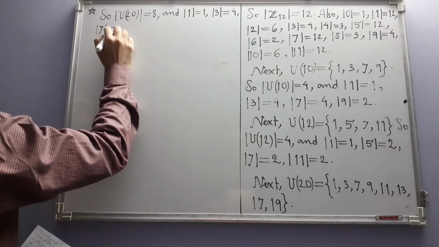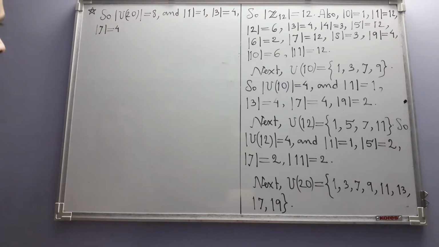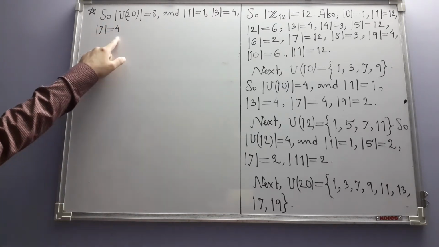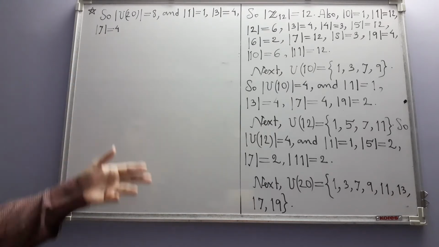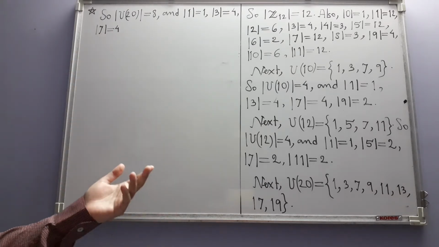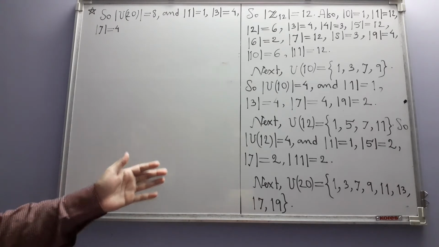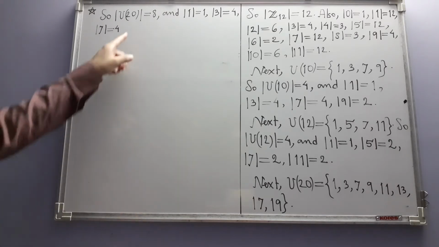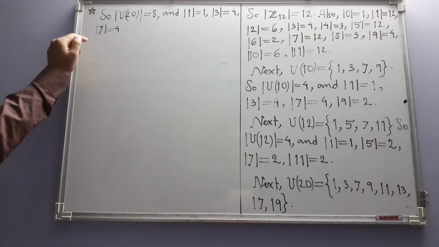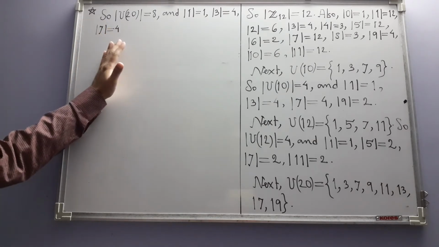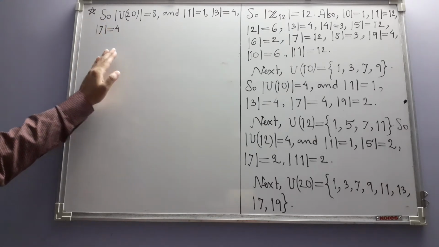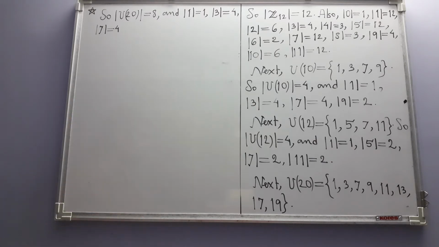Order of 7 is also equal to 4. The fact that this is 4 just means that 4 is the smallest exponent for which 7 to the power 4 is equal to 1 in this group. That means 7 to the power 4 minus 1 is divisible by 20. 4 is the smallest positive integer to make that happen.